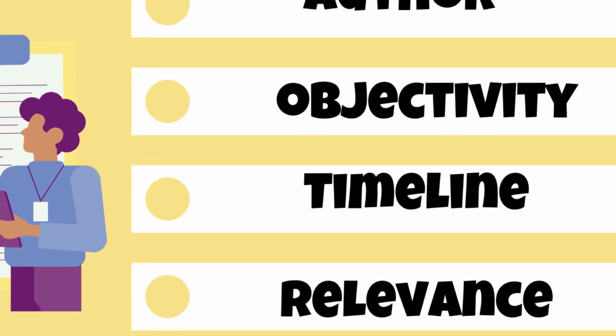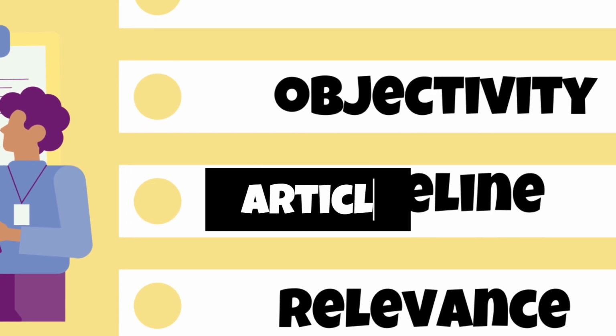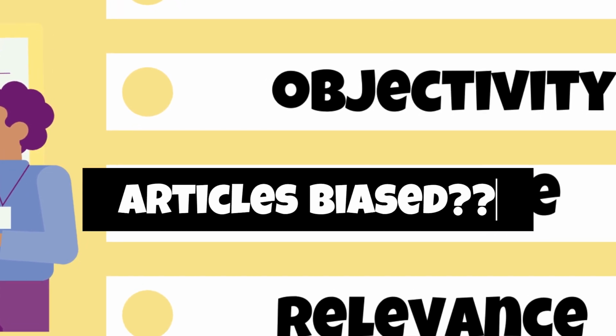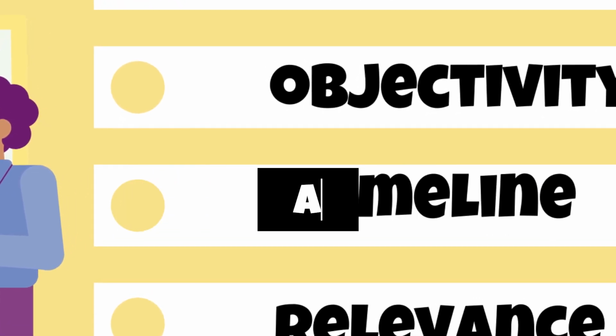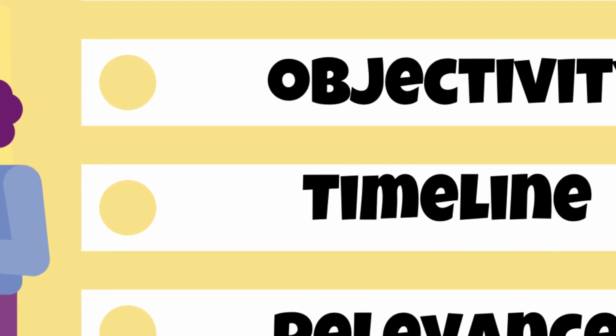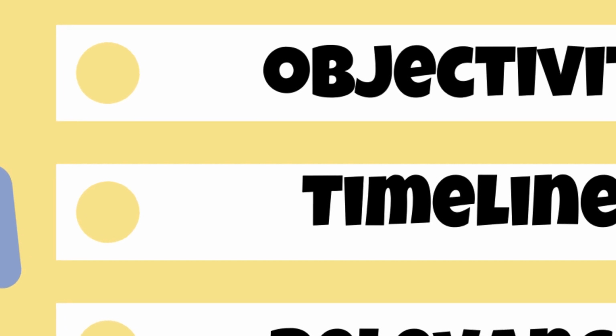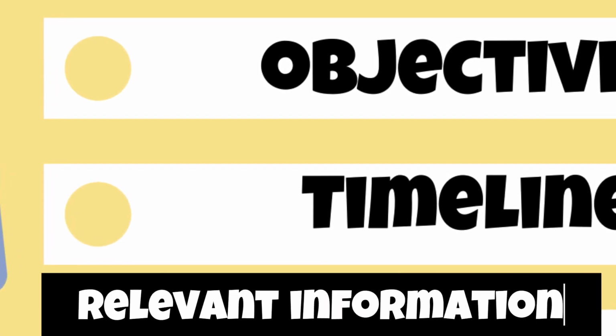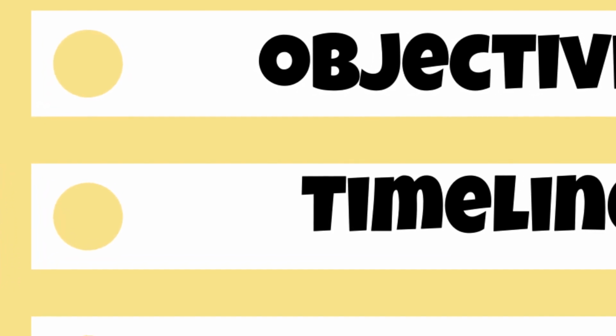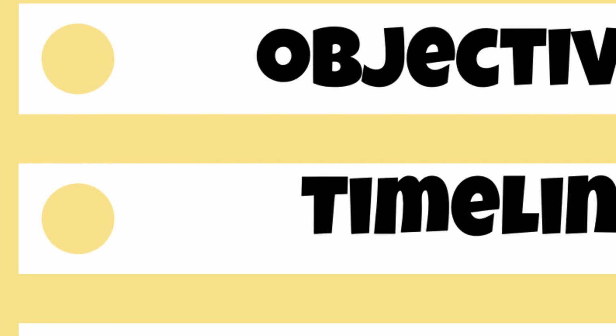The next point to be considered is objectivity. Are the articles biased or balanced? Number 3, timeline. Is the article old or recent? And number 4 is relevance. Is the information complex or basic? Or is it broad or even narrow?